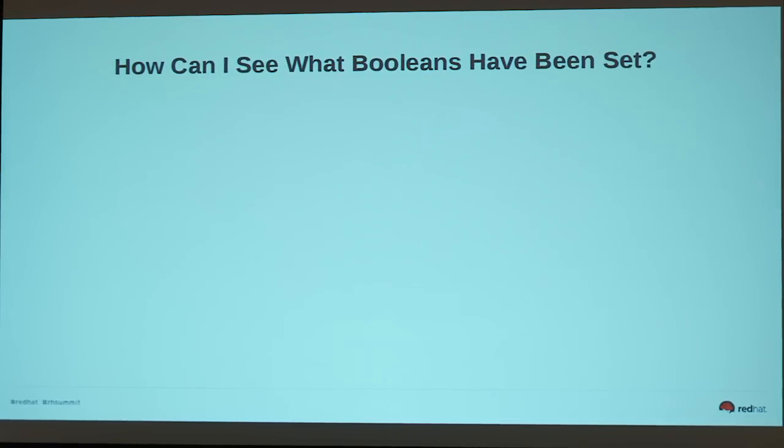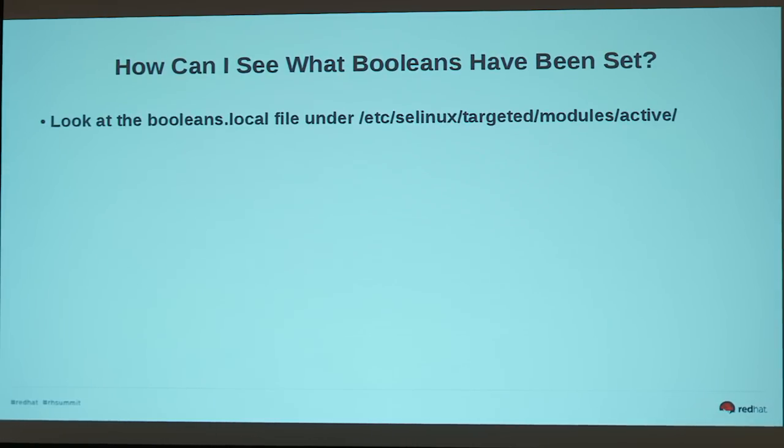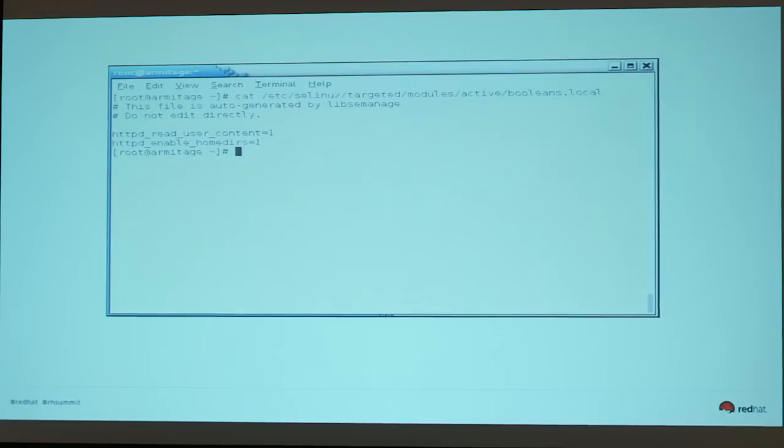I have inherited a system. The last guy left, and I've taken over. What do I need to do there? Look at the booleans.local file under SELinux targeted modules active. It's just a text file, and it's real easy. It just shows the Booleans which have been set.